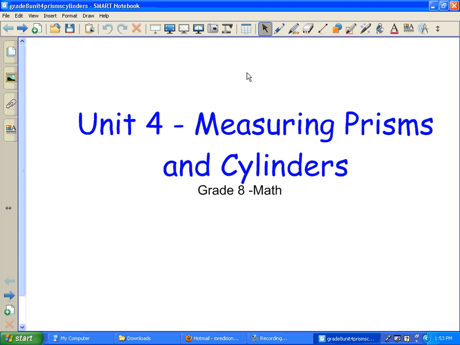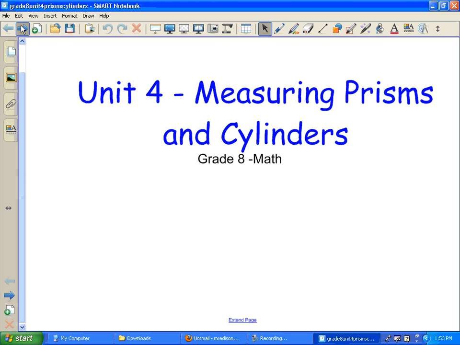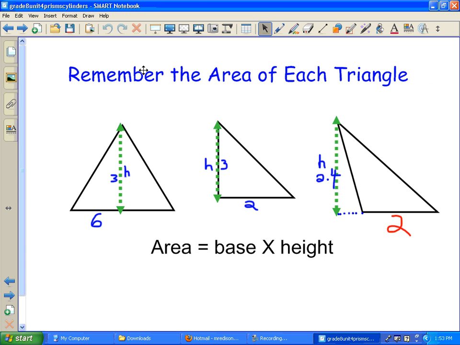Unit 4, Measuring Prisms and Cylinders, Grade 8 Math. Before we go on to this chapter, there's a couple things you need to remember from last year.